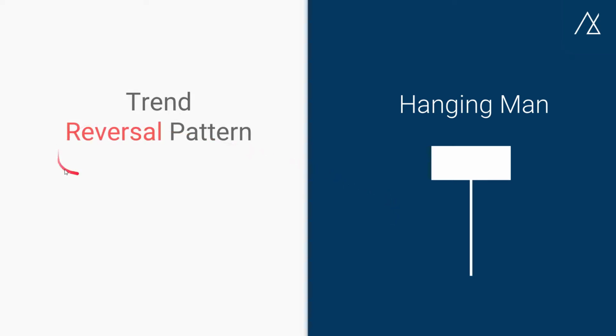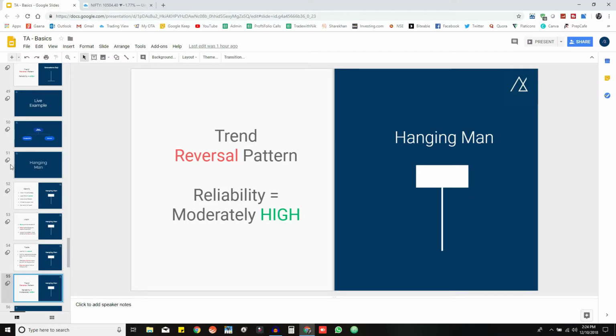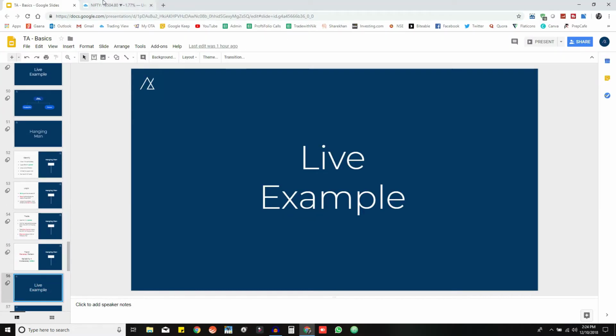It is a trend reversal pattern. We have seen there are two types of patterns, reversal and continuation. So it is a reversal, and the reliability is moderately high, not as good as a doji, but it is high. Now let's see a live example of a hanging man.